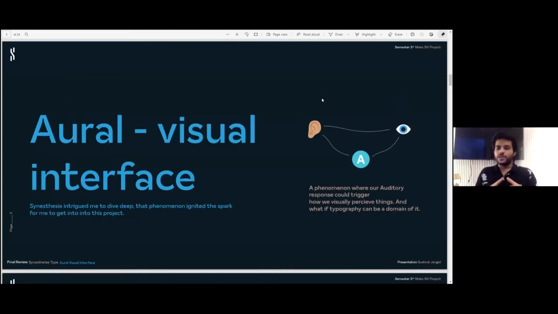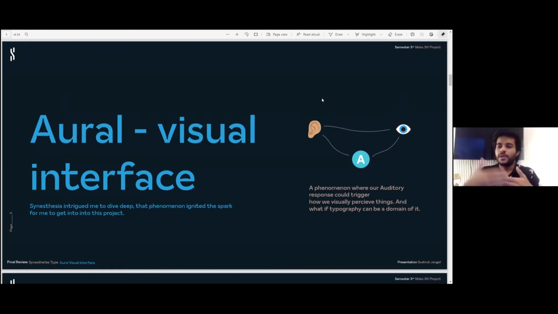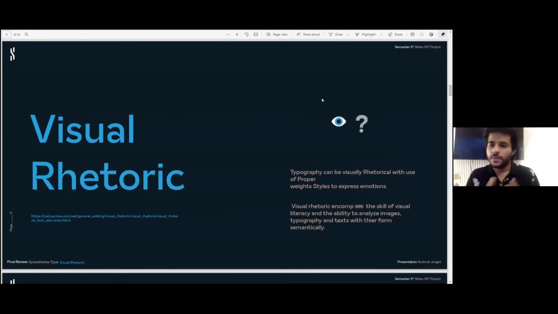So the idea was to explore it in terms of an aural-visual interface, where a sound can trigger a typography, but can also have an emotion layer associated with it, which I'm going to discuss. So that became my project. I wanted to study different aspects of sound, typography, and emotions.